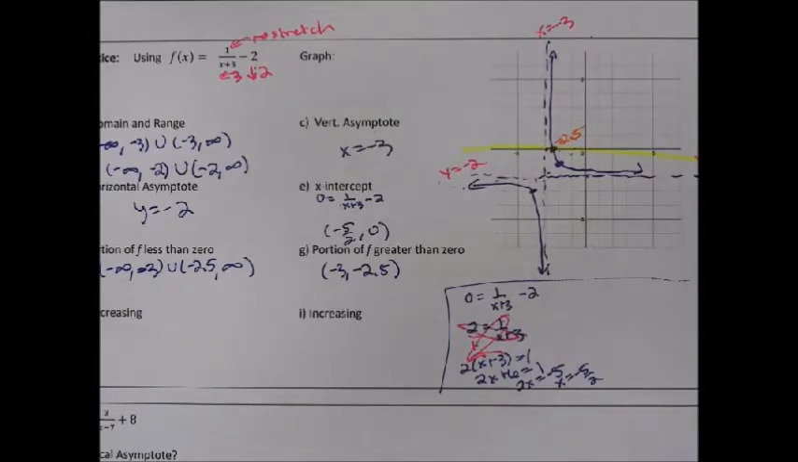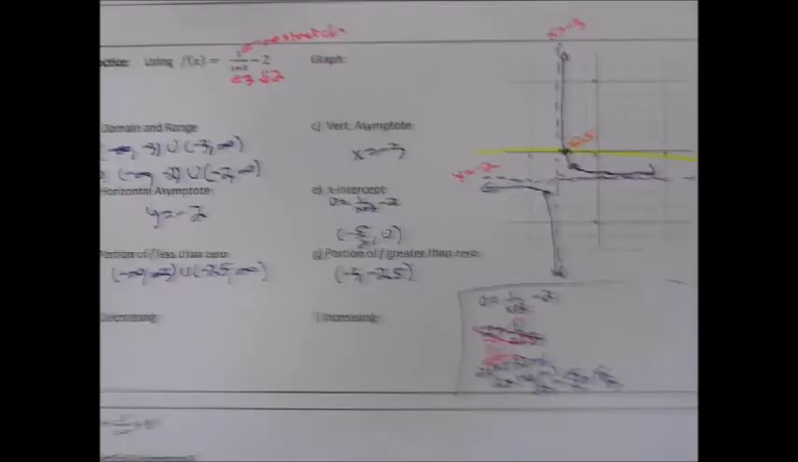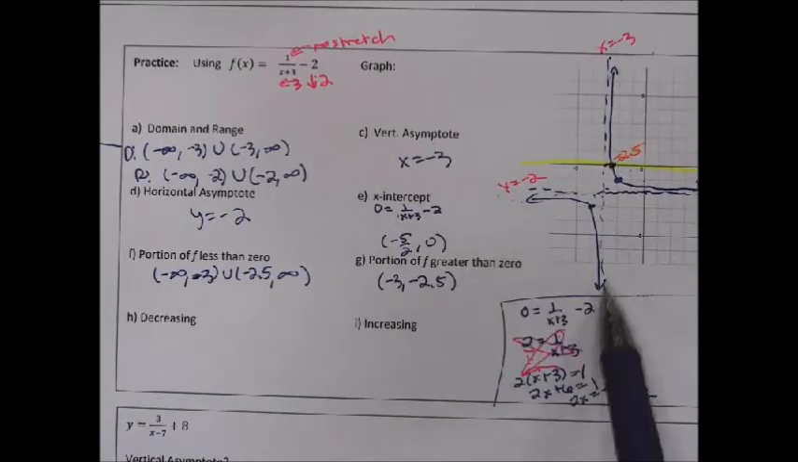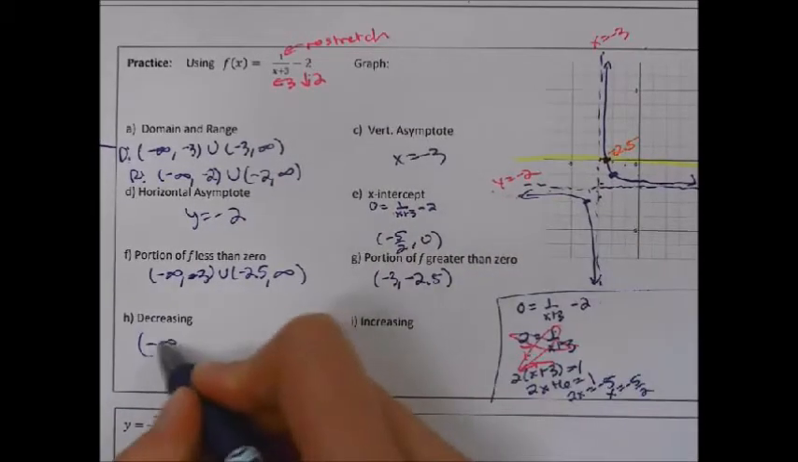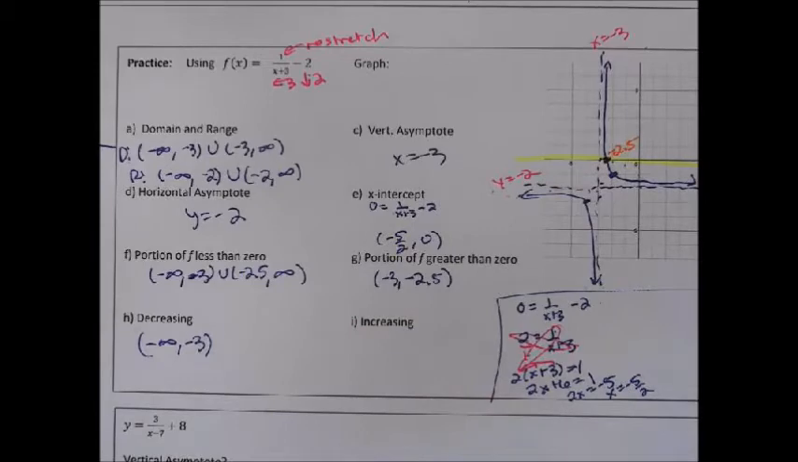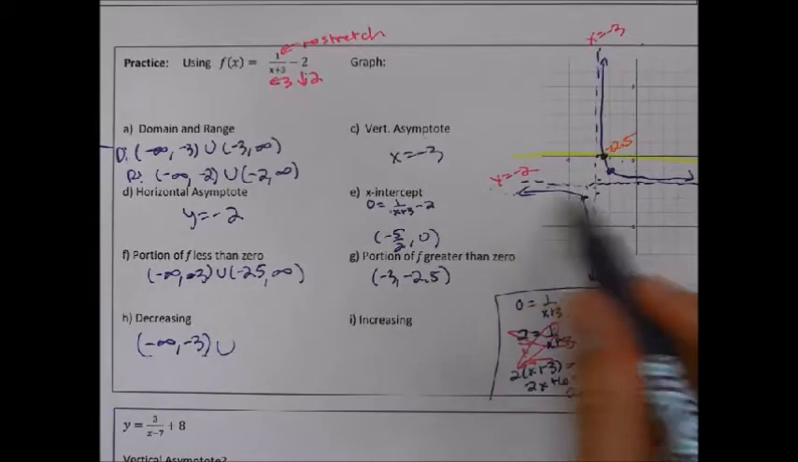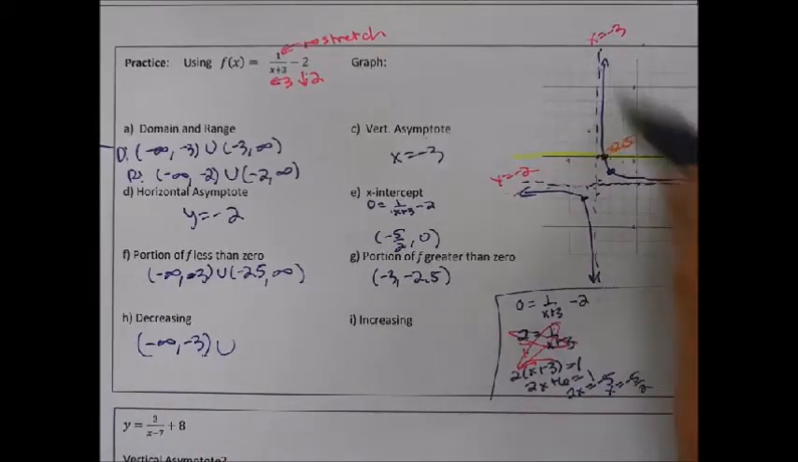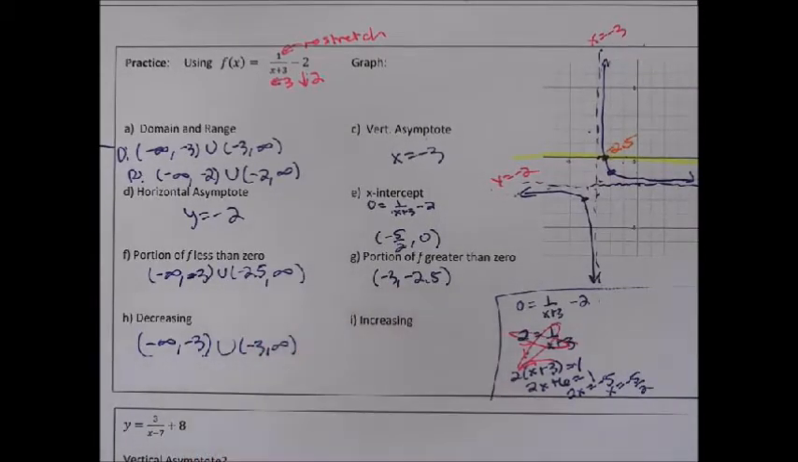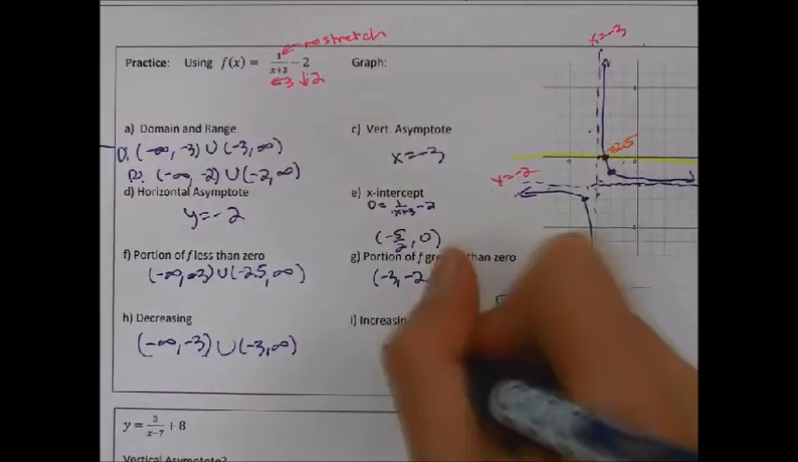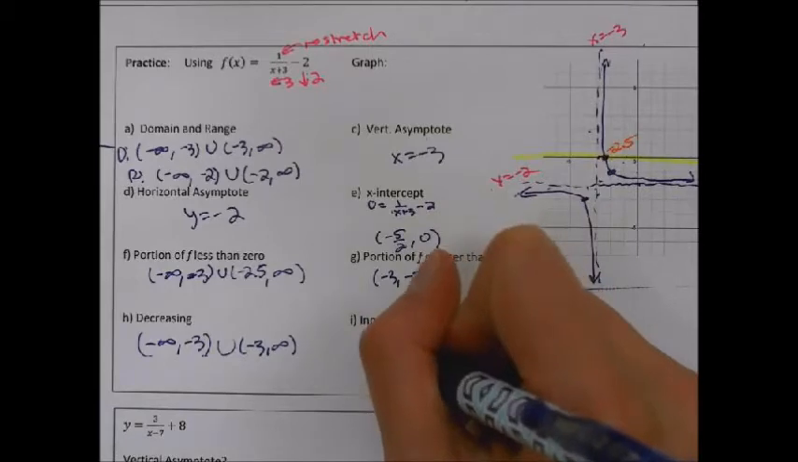When are we decreasing? Well, we're decreasing here. How do I write this chunk? Negative infinity to negative 3. We never equal negative 3. We just kind of get really close. And this chunk's decreasing. So where is that? That's negative 3 to positive infinity. And we're not increasing.